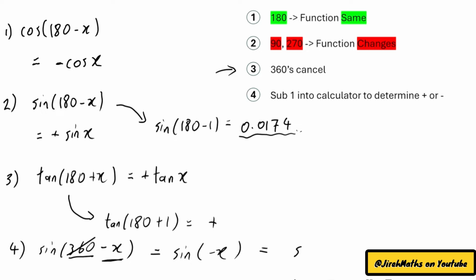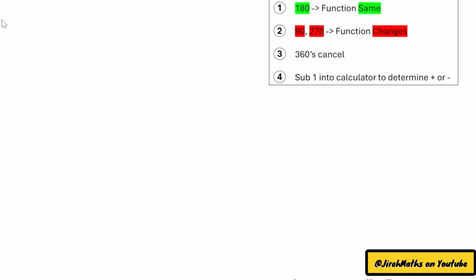This simply becomes sine of x, but again we're not sure whether it's positive or negative, so to determine the sign, we substitute sine of minus 1 into our calculator. We will get a negative value, therefore it's minus sine x. Let's try a few more examples.